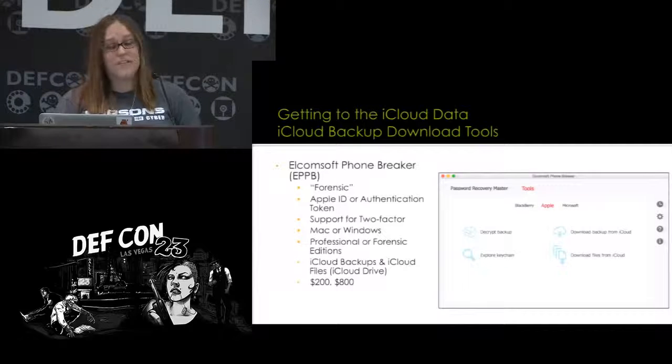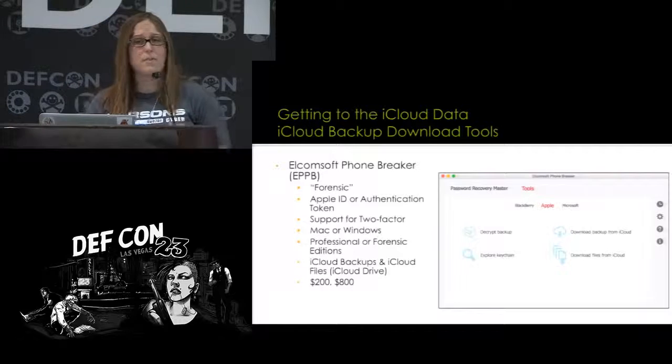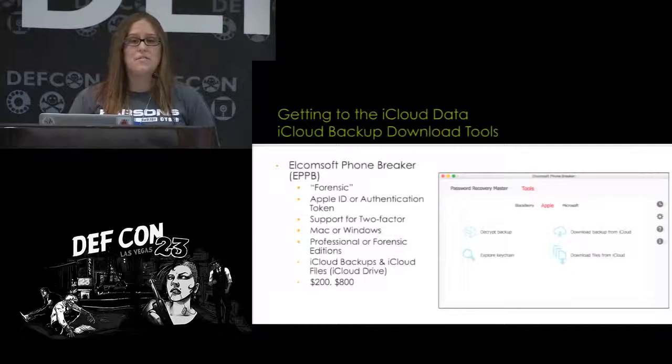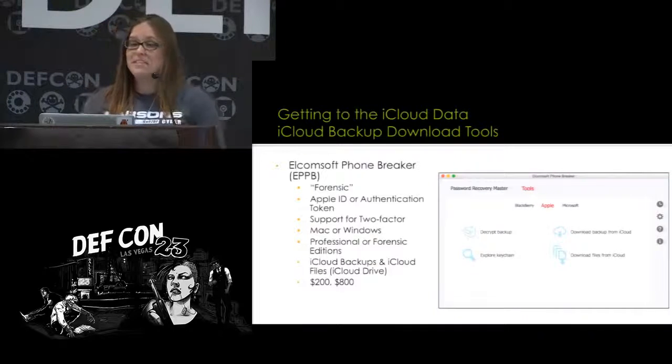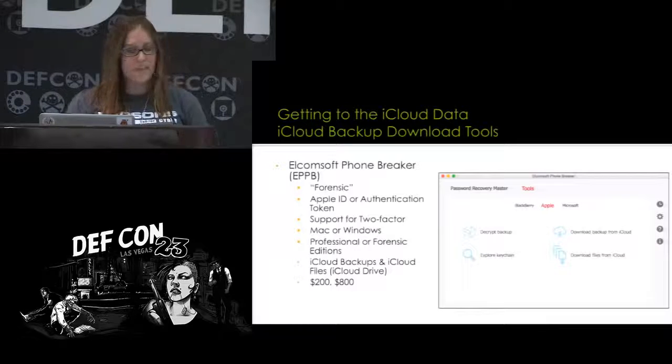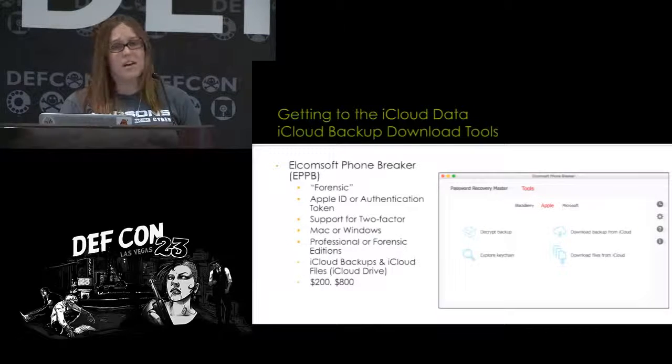So what does have two-factor support is the Alchemsoft Phone Breaker. And this can take anything from your Apple ID and password to authentication tokens. It supports two-factor authentication as well. So depending on what type of data identifiers and passcodes and things like that you have, you should be good to go. It does cost quite a bit more. You throw forensic on any sort of product and you can just charge hundreds of dollars more. We're looking at $200 to $800.